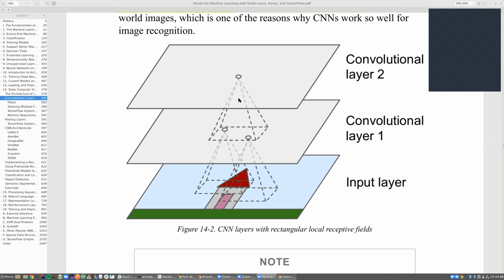Does that kind of make sense? I don't know if anybody's got any questions about that, because this is the critical bit. The convolutions take an area at each point. Just one question. Makes sense.